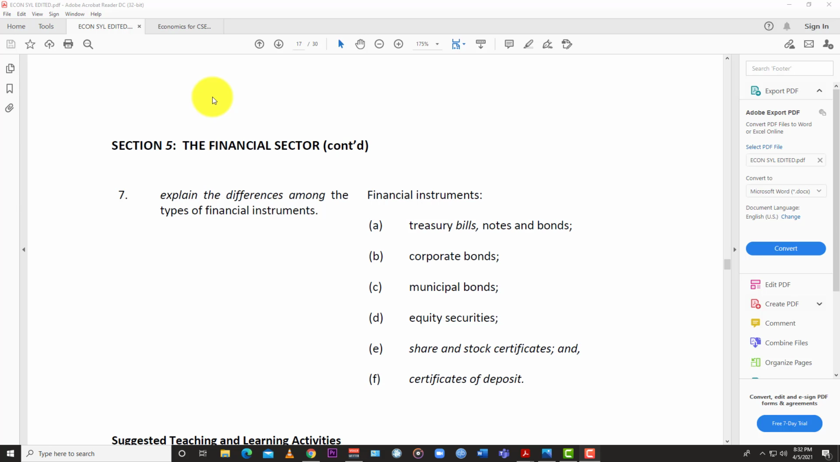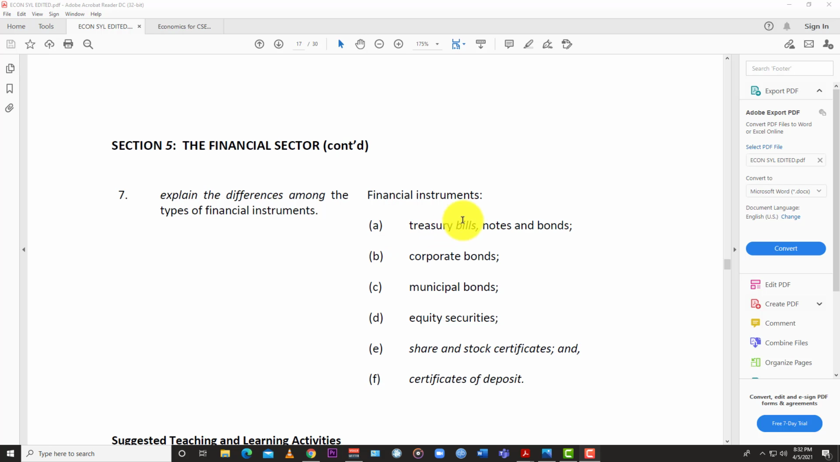So today we're going to conclude section 5, the financial sector. This is going to be the last topic in section 5. The sub-objective is to explain the differences among the types of financial instruments. So this might be a relatively shorter video than usual. We have to explain the types of financial instruments, and the list that they have here.